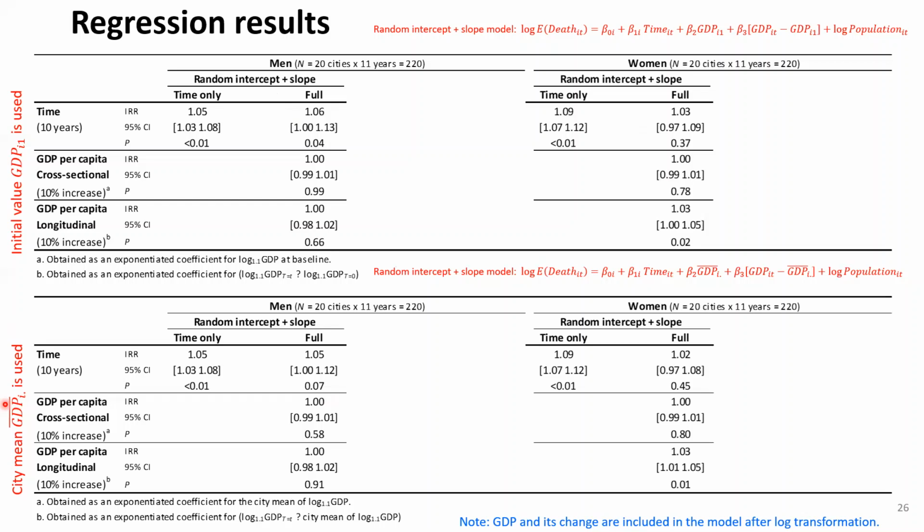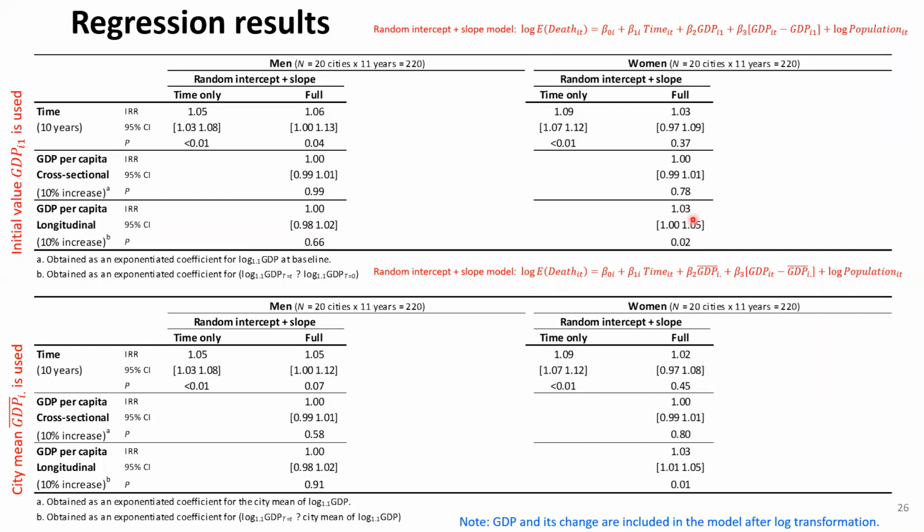Then we are interested in this one, where we ask whether change in GDP per capita is associated with change in mortality. So for men, 1.1, unfortunately, it means that there is no association, and the p-value is quite high. And for women, it was 1.03.